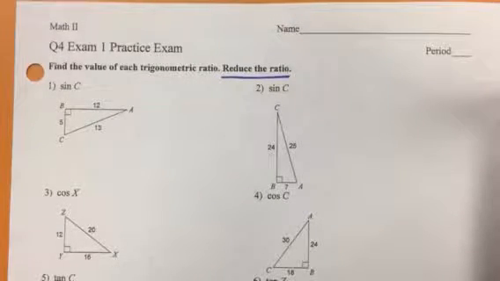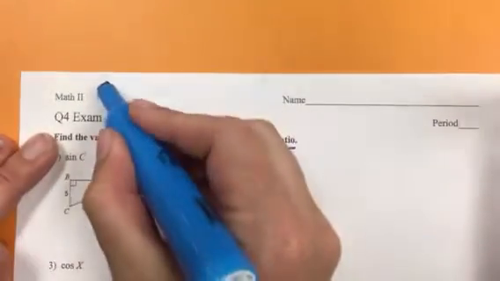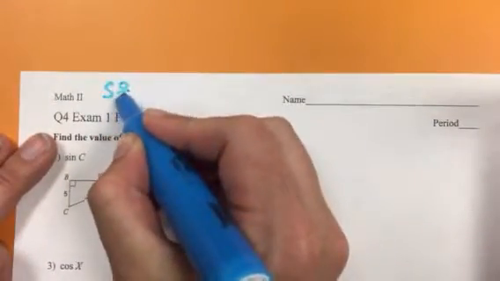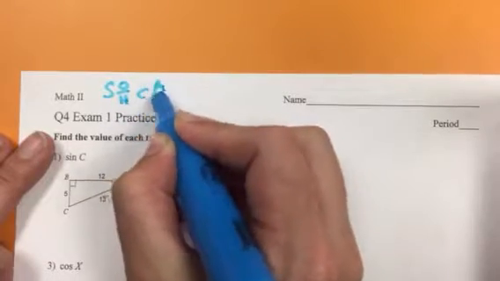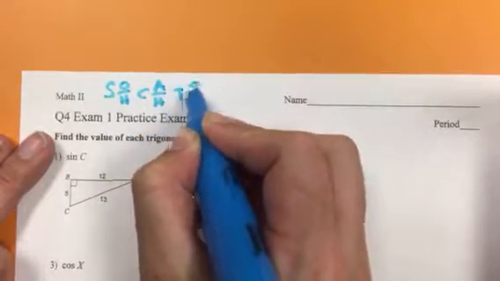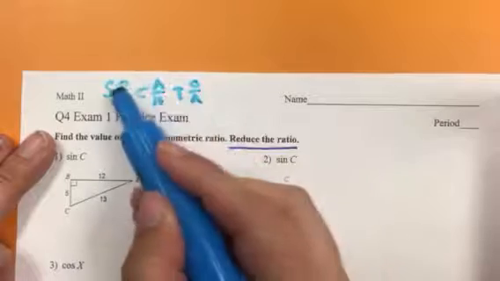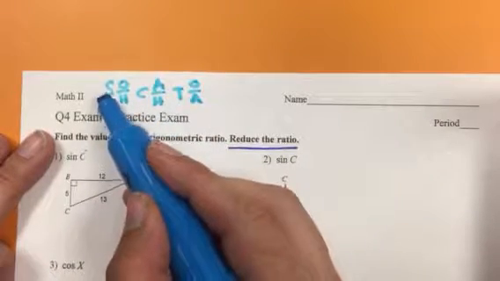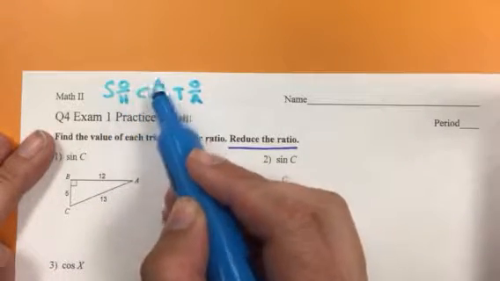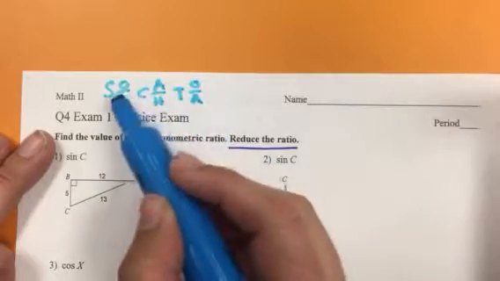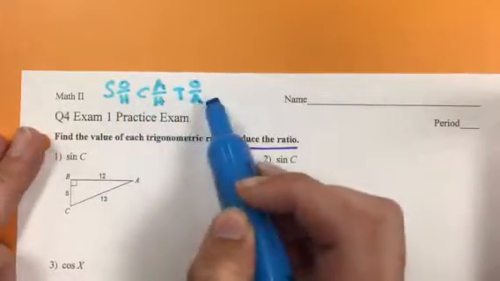This is a review for the quarter 4 exam 1. We're going to go over trig ratios and how to solve using trig functions. So to remember trig, we're going to use SOHCAHTOA. These are to help us remember the ratios for sine, cosine, and tangent. SOHCAHTOA.